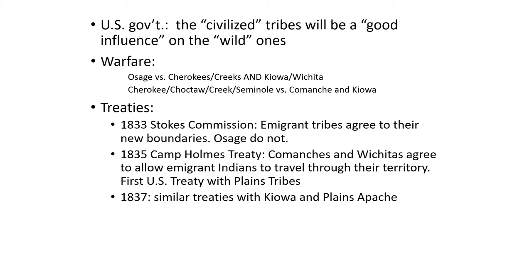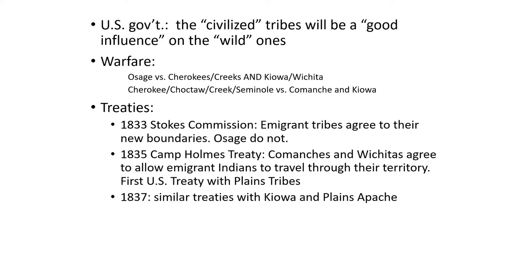A couple of years after that, in 1835, the U.S. negotiated a treaty with the Comanches and the Wichita to allow the Indians who were traveling to their new home, voluntarily or not, to pass through their territory. And that was a successfully negotiated treaty. And it was the very first U.S. treaty with any of the tribes from the Great Plains. A couple of years later, in 1837, they made similar treaties with the Kiowa and with the Plains Apache.